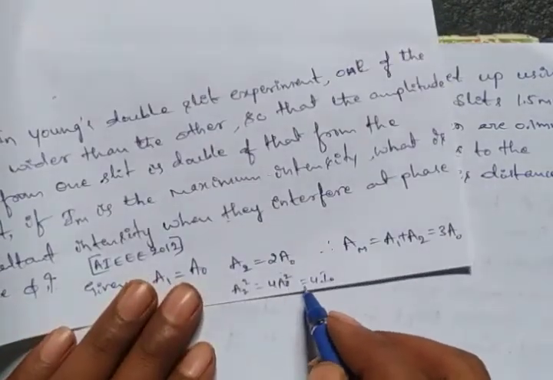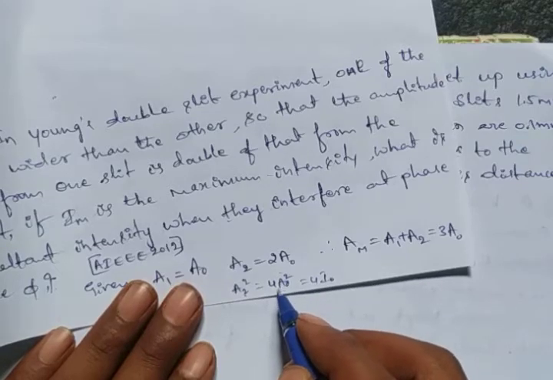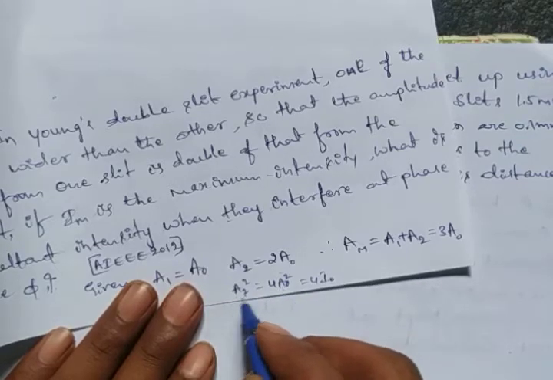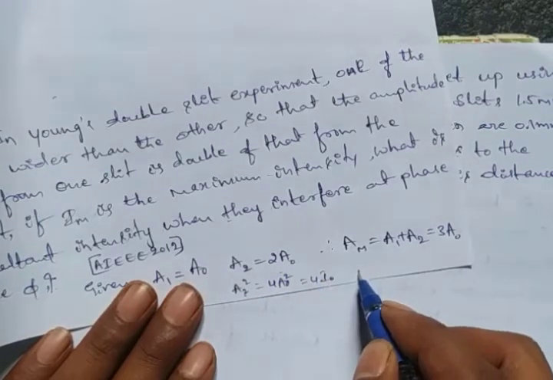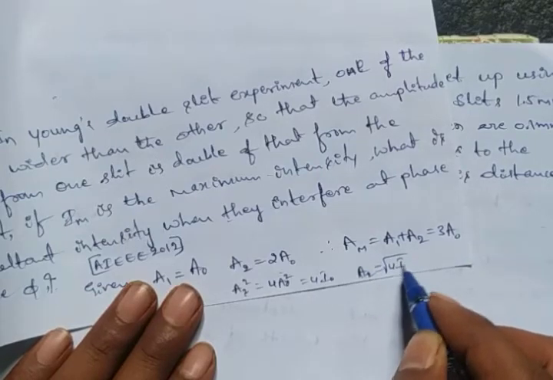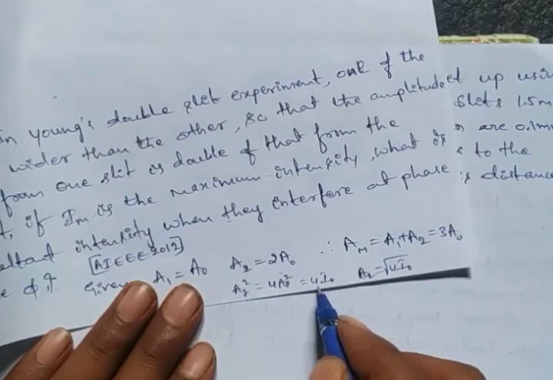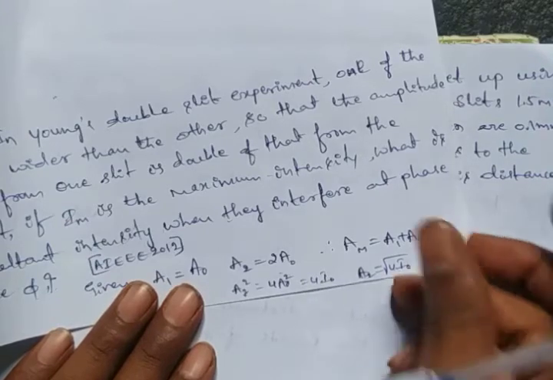A2 square is directly proportional to 4 A naught square. We can square it. What do we get? A2 square is directly proportional to 4 I naught. Therefore, A2 is equal to the square root of 4 I naught.